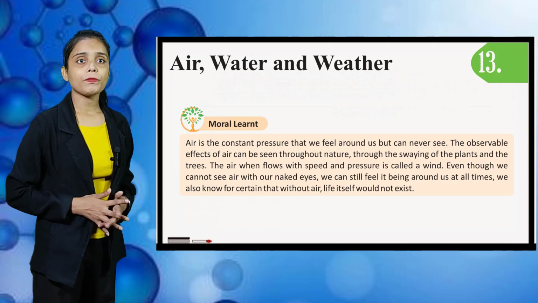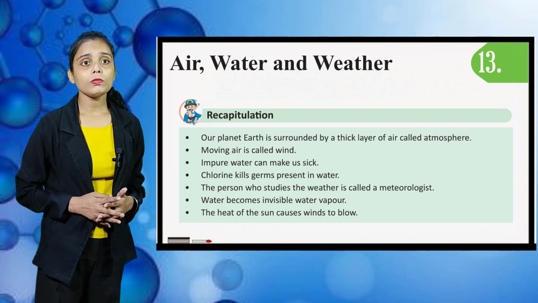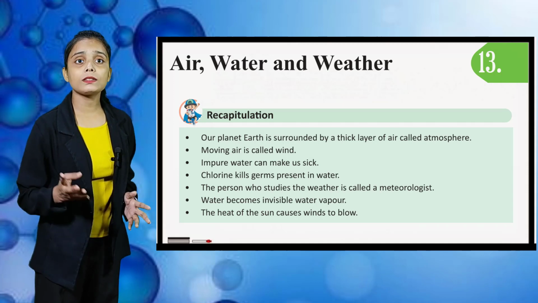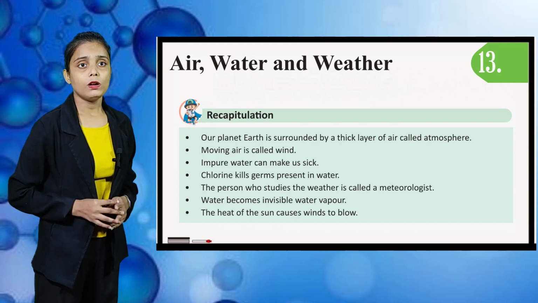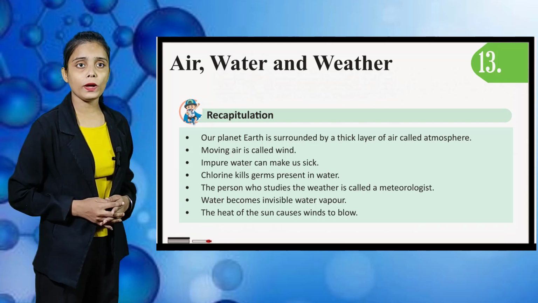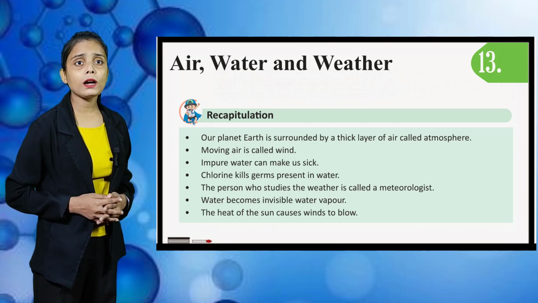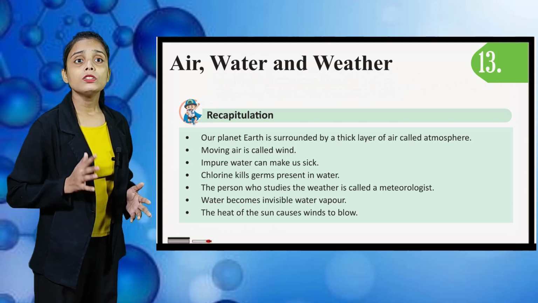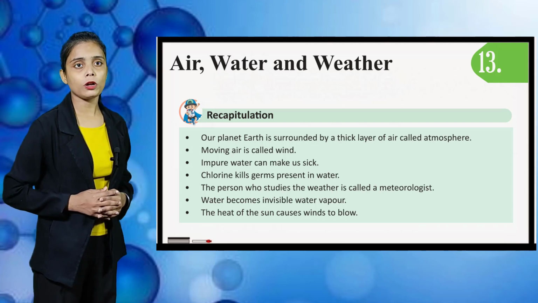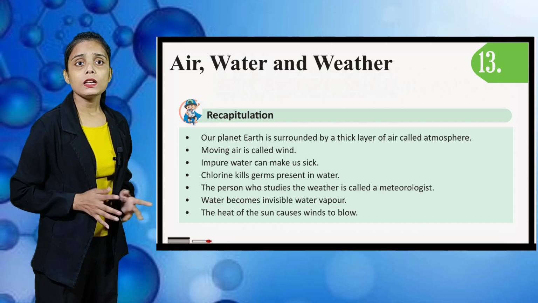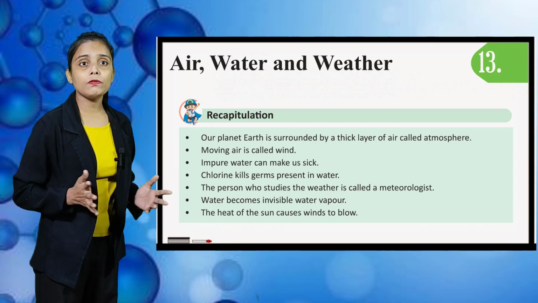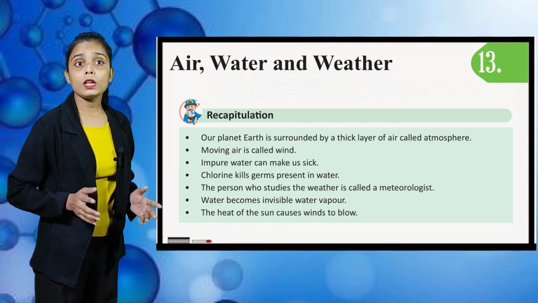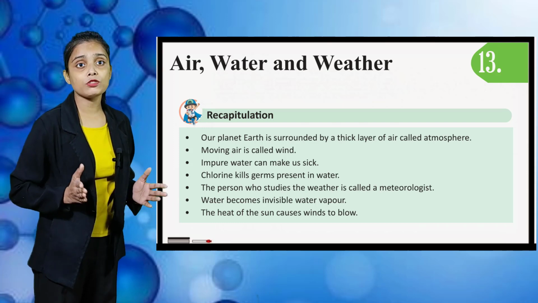So now let's see recapitulation. Our planet Earth is surrounded by a thick layer of air called atmosphere. Moving air is called wind. Impure water can make us sick. Chlorine kills germs present in water. The person who studies the weather is called a meteorologist. Water becomes invisible water vapor. The heat of the sun causes winds to blow.